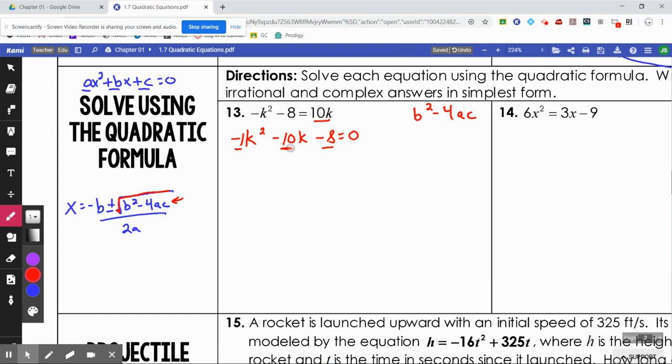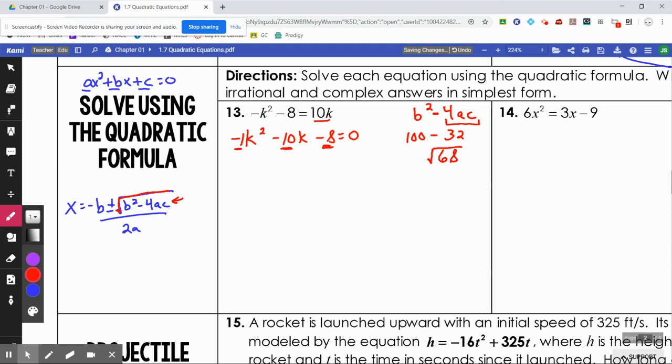So b, which is negative 10 to the second power, is 100. Minus, I always like to bring the minus down. We have to do 4 times a times c. That's 4 times negative 1 times negative 8. That'd be negative 1 times negative 8 is 8. 4 times 8 is 32. So 100 minus 32, my discriminant is equal to 68. And again, that's the stuff that's going to be under my radical.